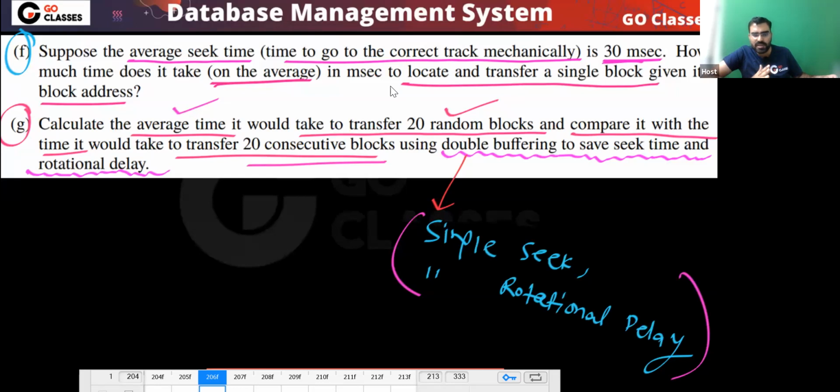See, there is a concept of double buffering. You don't have to basically study this. It is not required for the GATE exam, but what happens? In the main memory, there are two buffers, buffer A and buffer B. When the CPU is using buffer A, you will fill buffer B. When the CPU is using buffer B, you will fill buffer A.